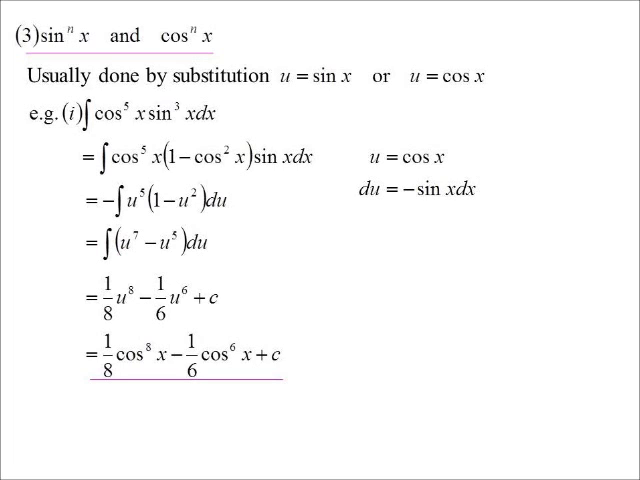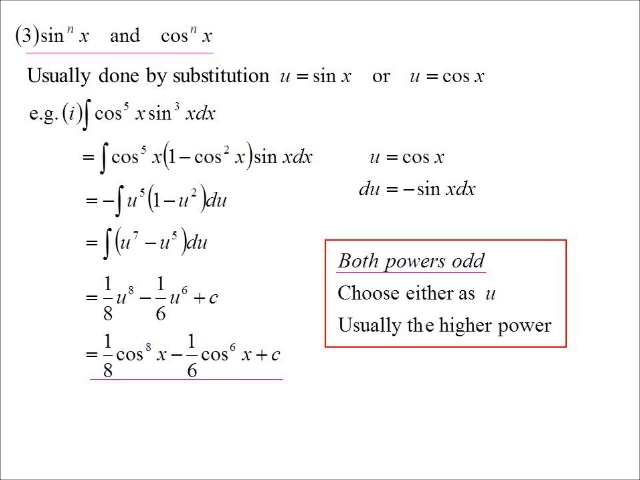I could have done it by factorising out cos x, and then I would have changed the cos to the power of 4 to be cos squared squared, and written the cos squared as 1 minus sine squared, and done a u equals sine x. And it would have worked just as well. Both odd, it doesn't matter which one you end up using as u. Usually the higher power will end up being the u, because it's the lower power that you factorised out to create the du.